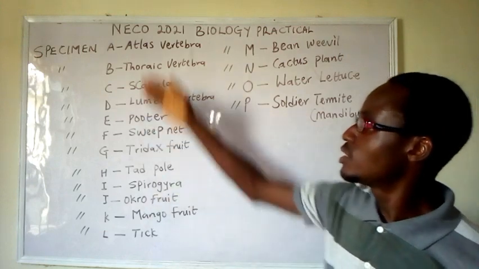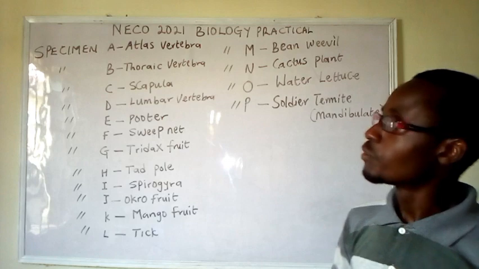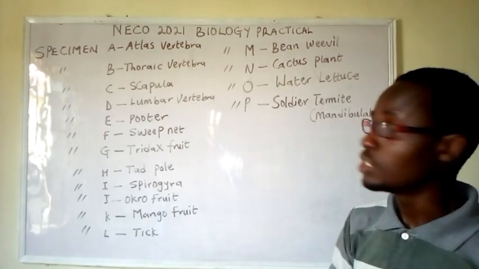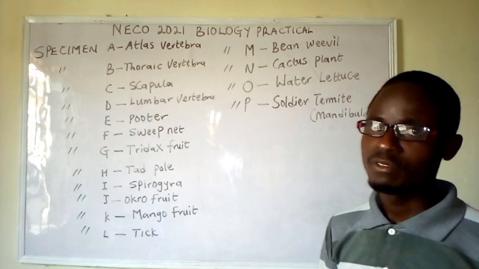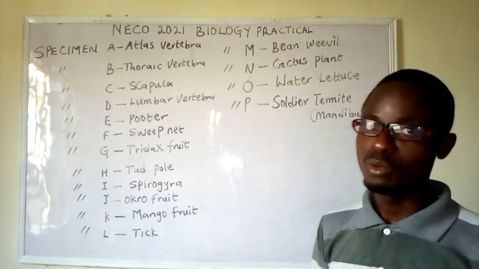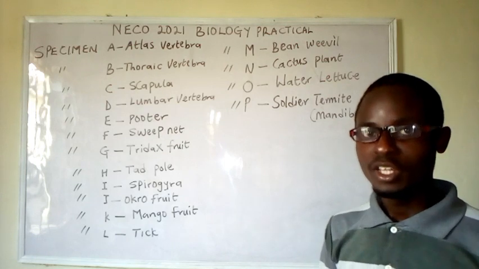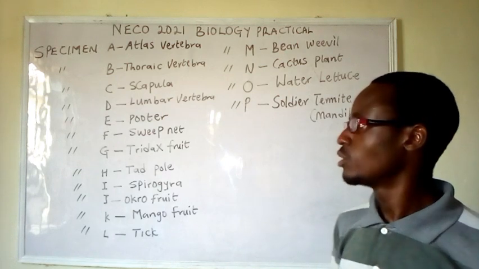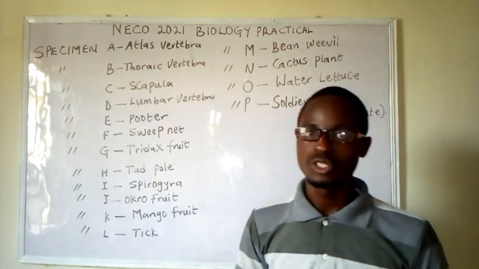Now all these are arranged according to the letters A, B, C, D up to P. So the first one is specimen A, the second is B, the third one is C, and so on. So let's slide to the next level so we can see how they look, so that when you see them physically you would be able to identify them even if you have never seen them before. But actually you would be able to identify them at the end of this video. That is the reason why you have to watch the video to the end.